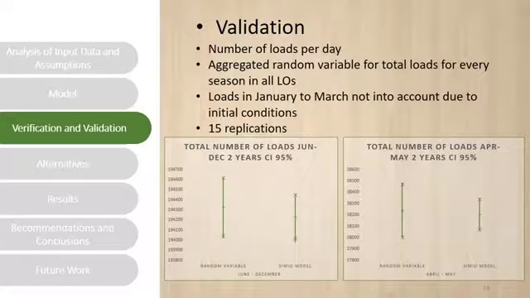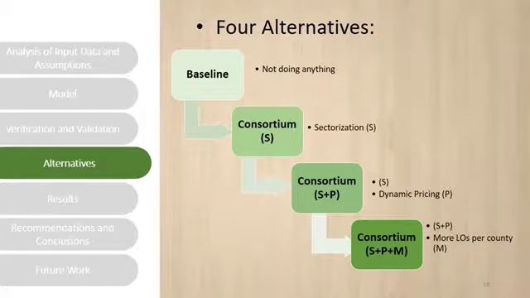Using this validation method, we decided on 15 replications as the standard number of replications. As we can see, the model falls inside the validation interval, and thus we can validate the model. We have proposed 4 alternatives to address the solution in our problem.